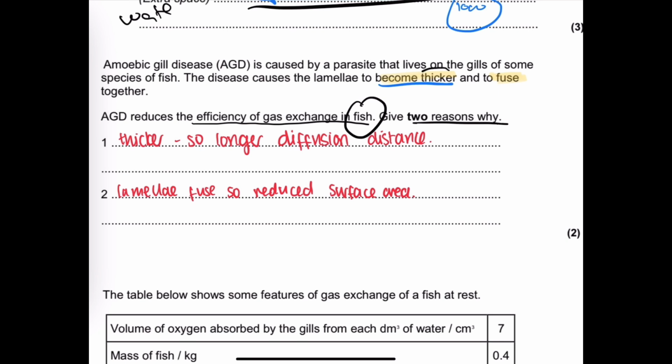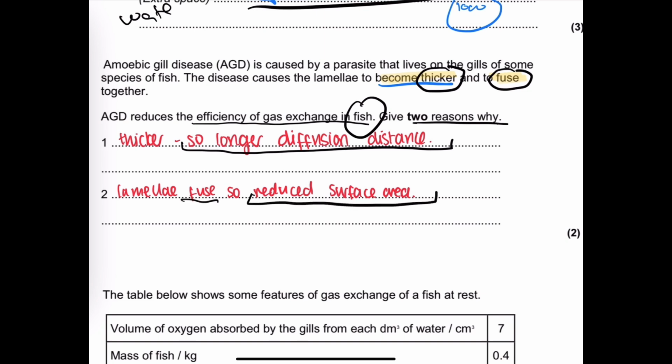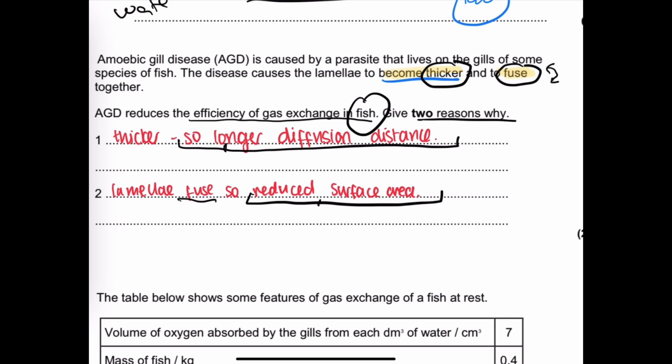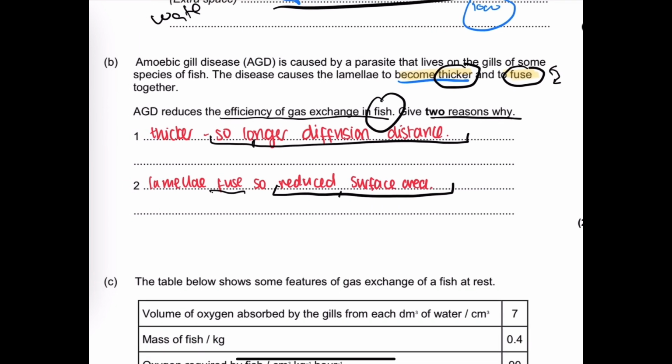So it says over here that it becomes thicker, so this means there's a longer diffusion distance, which of course makes it less efficient. And it also says that it fuses together. Because it fuses together, that means there's reduced surface area. So always make sure that you remember these two reasons and try to use them in the application that they gave you. These types of questions just want to test how you apply your already given knowledge to a question. So even if you see a question that you completely don't understand, you do know the answer, you just need to find a way to link your existing knowledge to what the question really asks you to do.